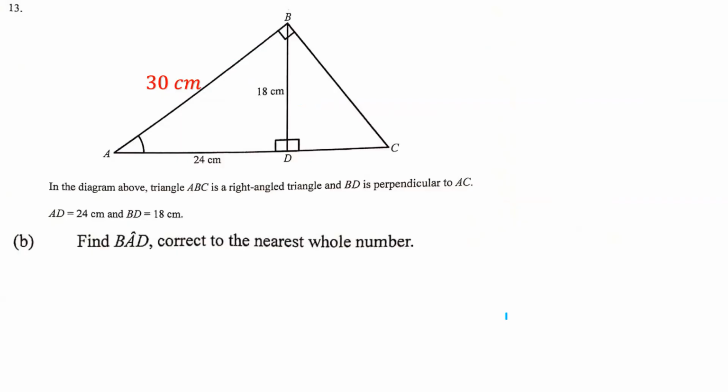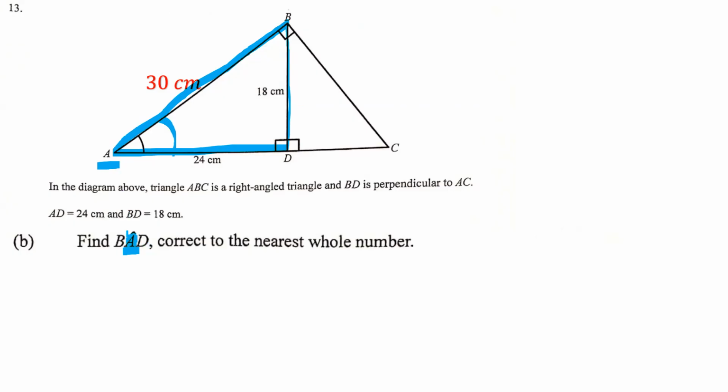Okay, let's move on to the next question. It says, find BAD correct to the nearest whole number. Now this is an angle that we need to find, and they tell us BAD, so let's look at that. This is the particular triangle that we're looking at, this one right there. They want us to find this angle, because they say BAD. So they're actually referring to the one in the middle, this one. So we need to figure out what is BAD.